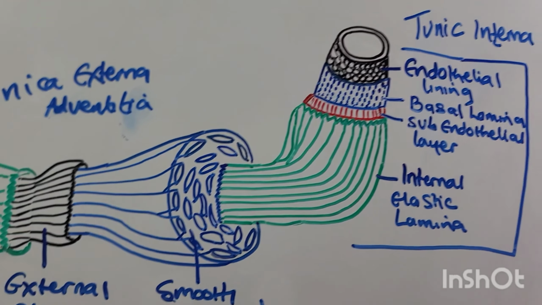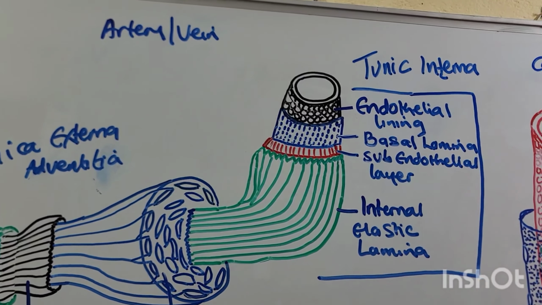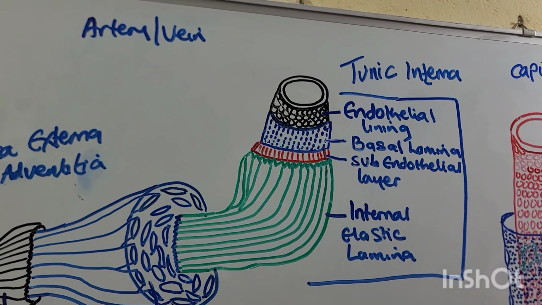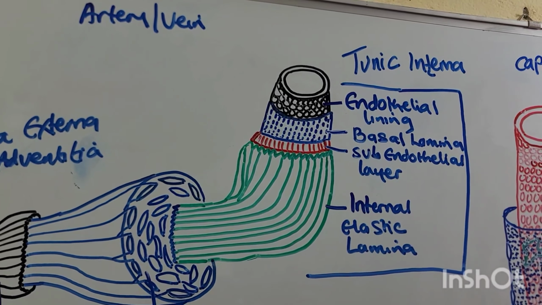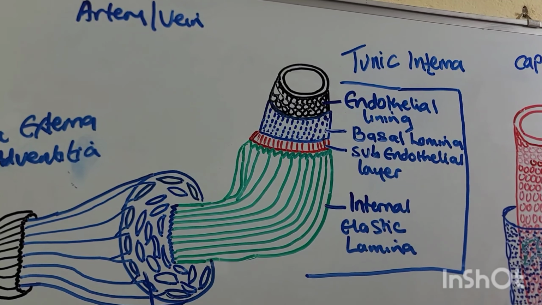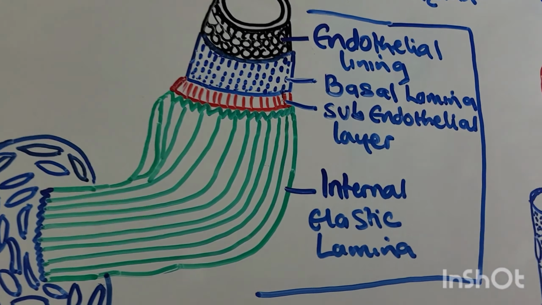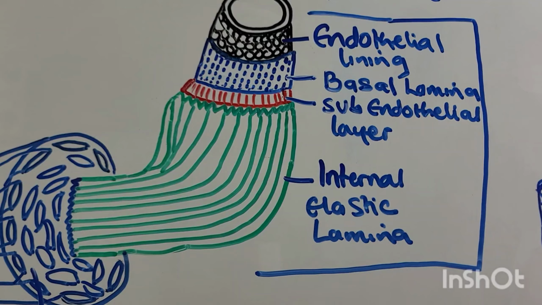Those are the tunic layers of the arteries and veins. Starting from inside, we have the tunica interna, which is made up of the endothelial lining, basal lamina, subendothelial layer, and then the internal elastic lamina.